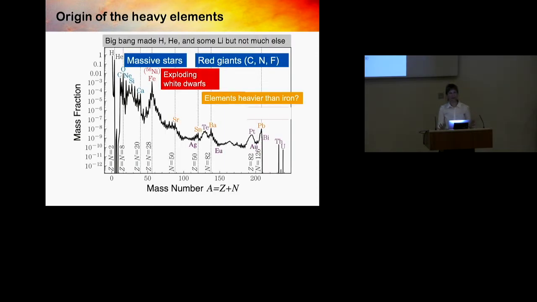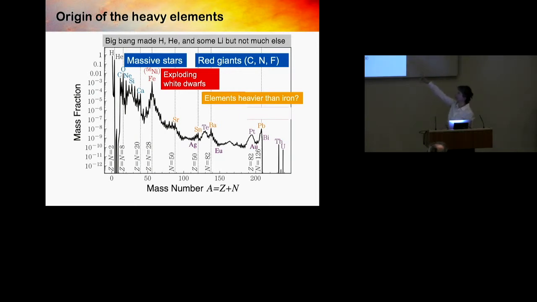So where do we stand right now? We've summarised the elements up to the iron peak. Massive stars are making the oxygen through to calcium. Low and intermediate mass stars are making carbon, nitrogen, and fluorine. And then we have exploding white dwarfs that are making our iron peak, mostly. So now I'm going to focus on elements heavier than iron.